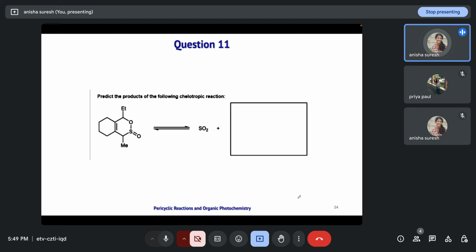Now coming to question number 11. This is based on chelotropic reaction. In chelotropic reaction, it is also a concerted mechanism, but a small molecule will be getting eliminated from the system. Here SO2 is a small molecule that is getting eliminated. Whatever molecule is getting eliminated, it should be stable on its own. So that is the driving force for this elimination reaction to take place.